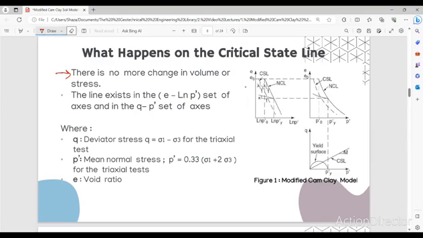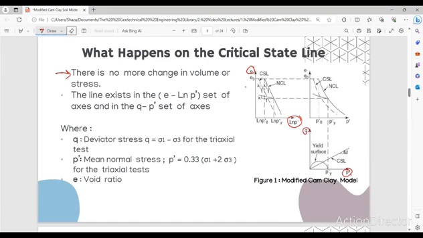How do we establish this line, the critical state line? Mainly, we plot the void ratio as a function of the ln p prime axis. So in this 2D space, we plot their variation, and then we will construct those lines. Also, this line is plotted in a q-p prime space.